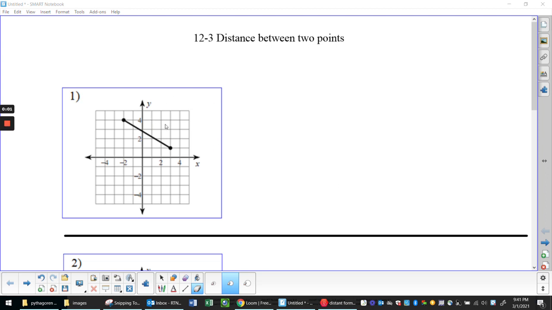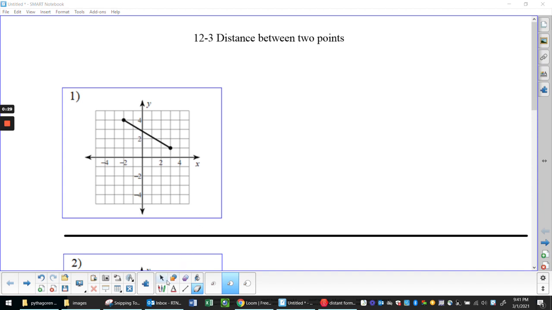Okay, we're going to be looking at the distance between 2 points on a graph. As you can see, the point here, which is (3, 1), and this point here, which is (-2, 4), the distance between this point and this point, the diagonal distance, is something that we can measure using the Pythagorean theorem, actually.